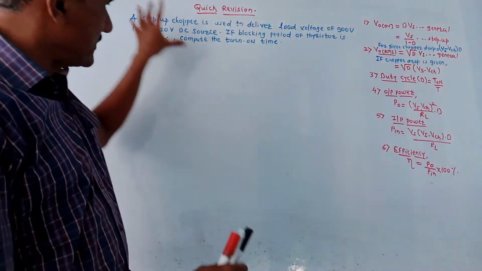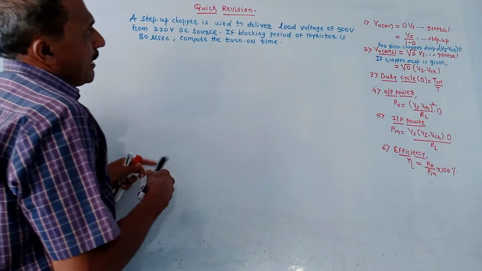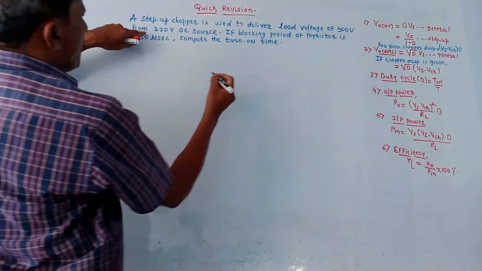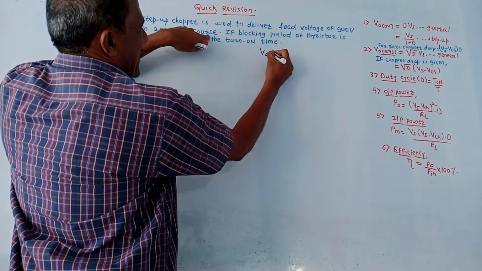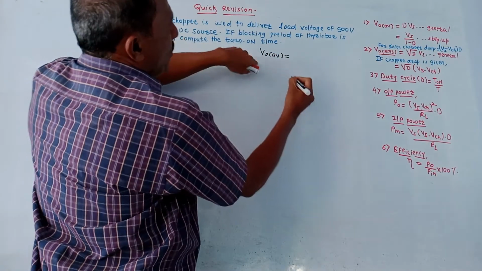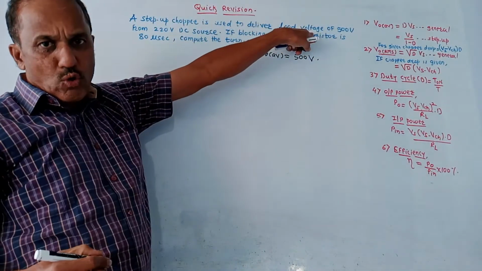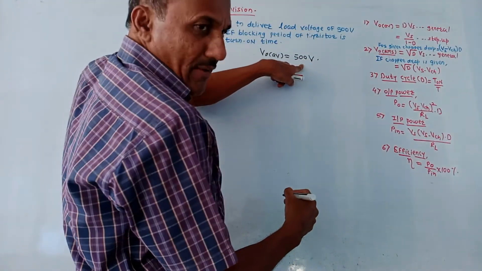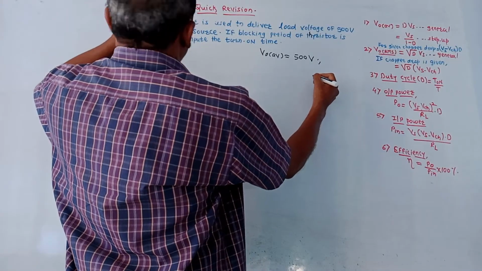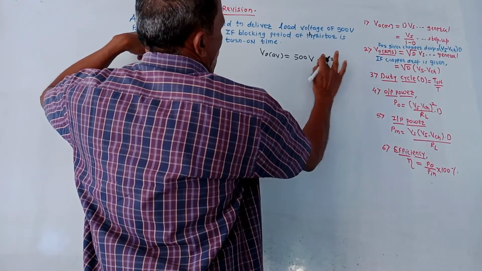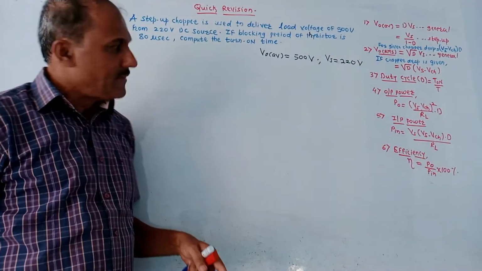To get an idea, let us solve a numerical. A step-up chopper is used to deliver load voltage of 500 volt from 220 volt DC source. Means this average value of output voltage is given, that is 500 volts, because it is mentioned delivers load voltage, so it is given value of average output voltage. And this is thyristor, and it is supplied from 220 volt DC. That means value of Vs is 220 volt DC.